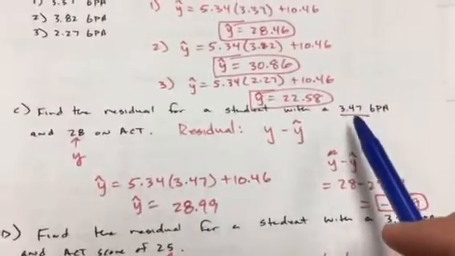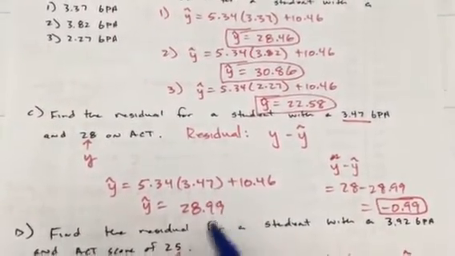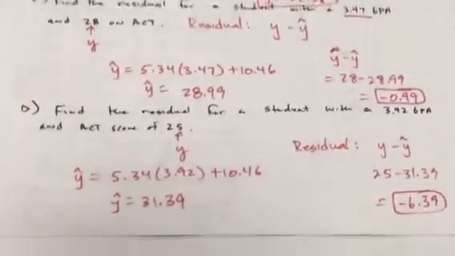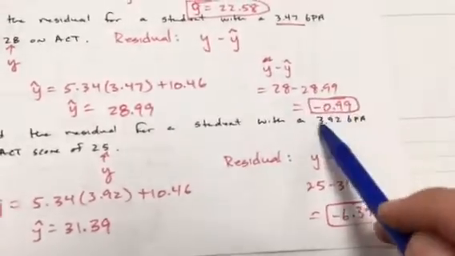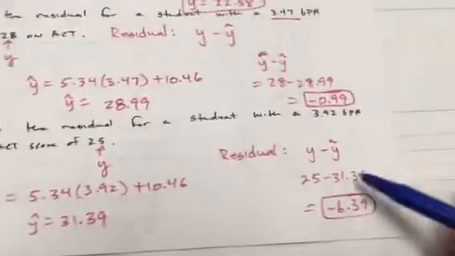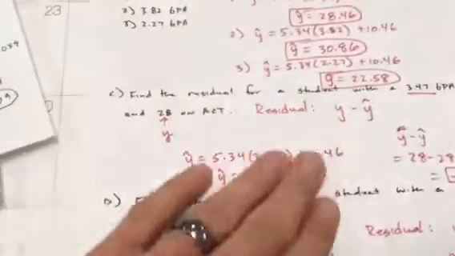Find the residual of someone with a 3.47 GPA. Plug that in right there. They should have gotten a 28.99. In real life, they got a 28, so they're pretty much off by a point. Find the residual for a student with a 3.92 GPA. Plug that in. They should have gotten a 31.39. In real life, they got a 25, so they underperformed by 6.39 points.